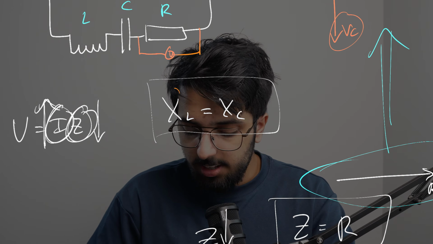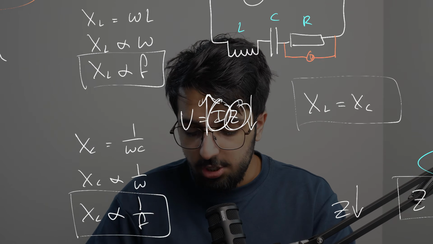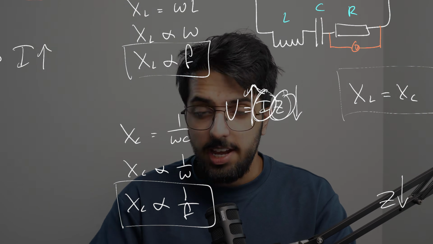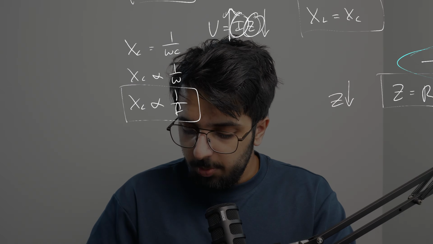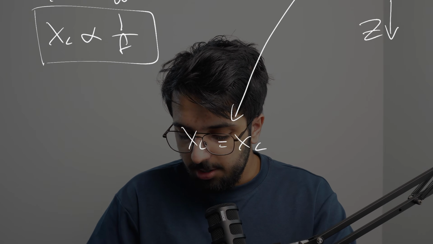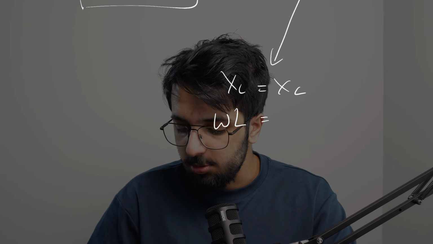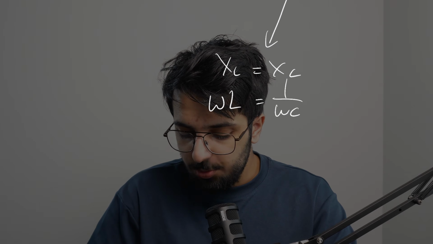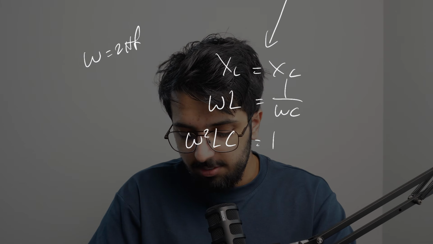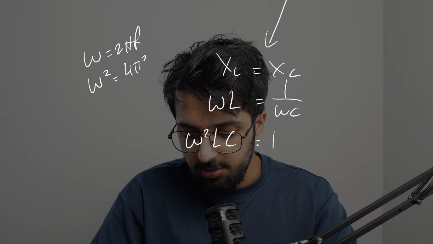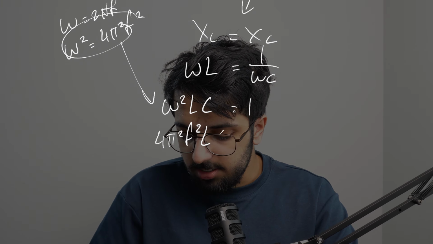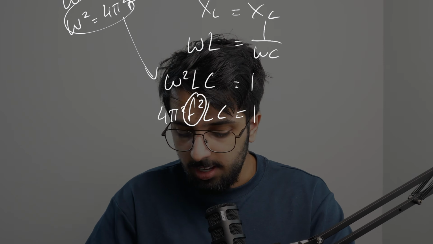So in order to get XL equal to XC, we must obviously tune the frequency such that the reactance of our inductor and the reactance of our capacitor are equal. But how do we find that exact frequency? The way in which we will do that is we will take this equation right here: XL is equal to XC. We know that XL is equal to omega L and XC is equal to 1 over omega C. And so if we rearrange, we get omega squared LC is equal to 1. We know that omega is equal to 2 pi f, and so omega squared is equal to 4 pi squared f squared. If we sub this in, we get 4 pi squared f squared LC is equal to 1. Okay, so now we have frequency in the equation.